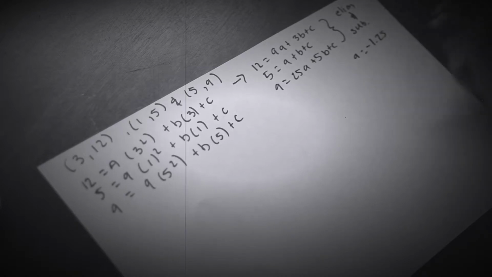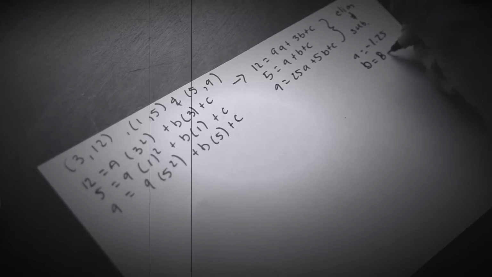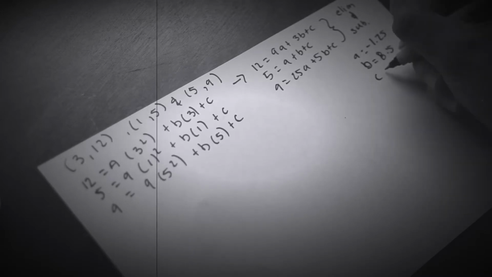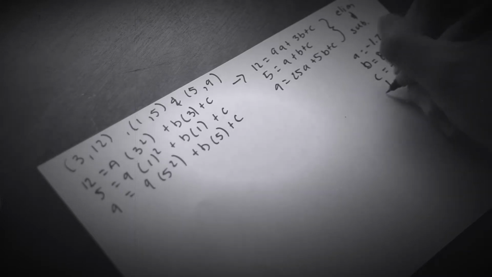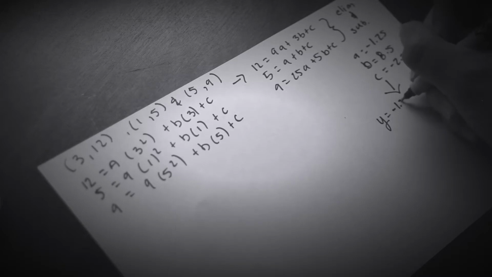After solving the system of equations, you get a = -1.25, b = 8.5, and c = -2.25. So the quadratic equation would be y = -1.25x² + 8.5x - 2.25.